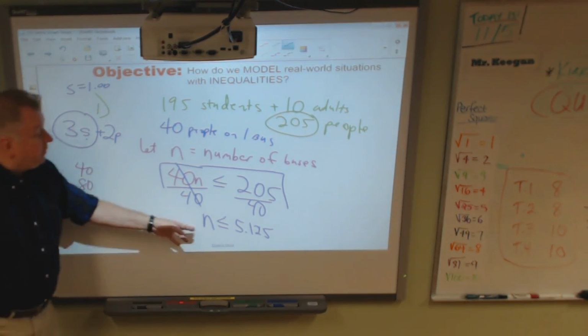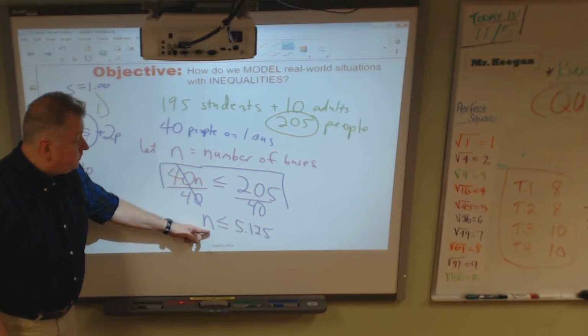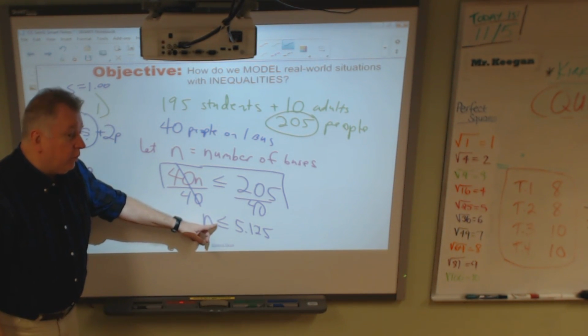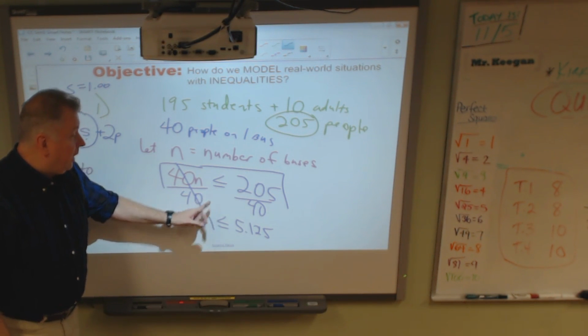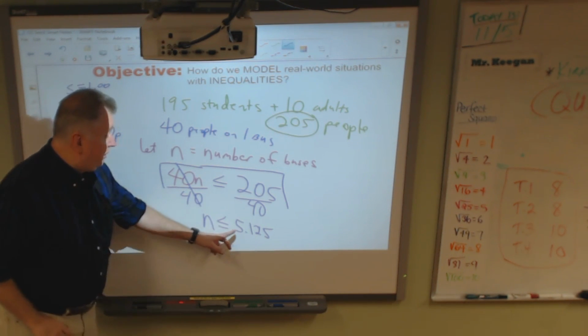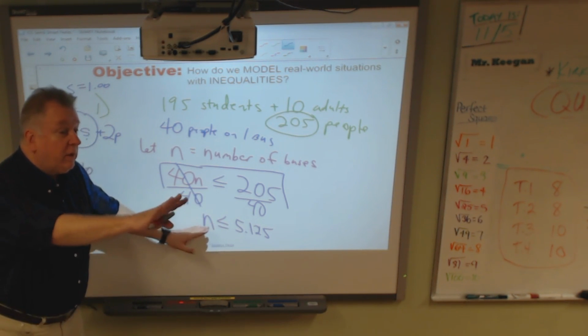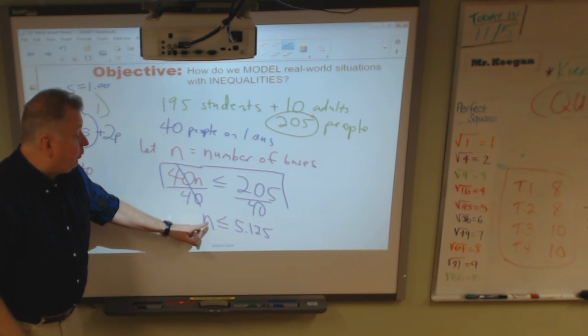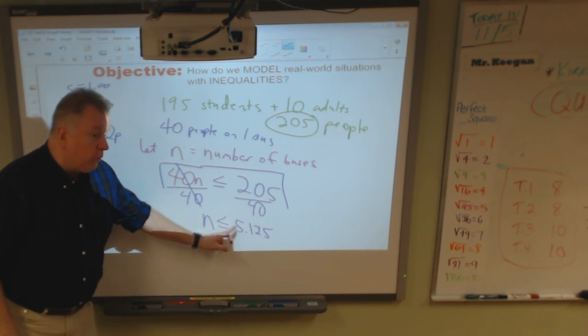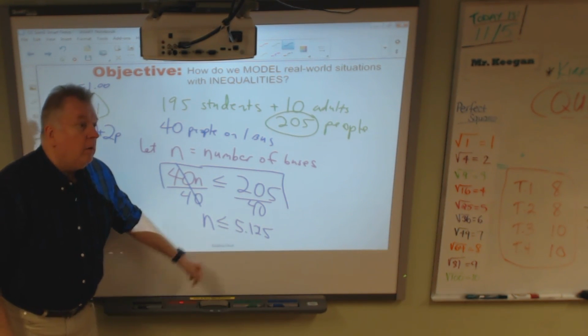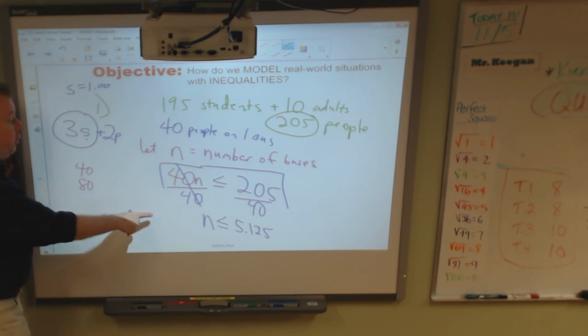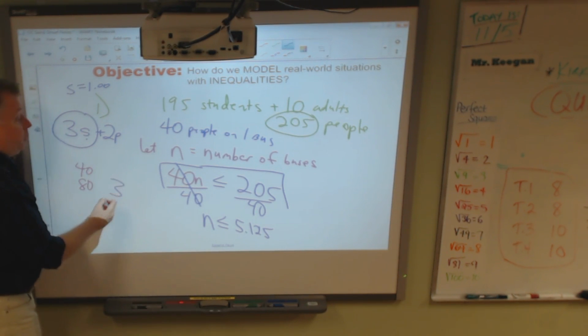You know what? It doesn't work this way. We have to put greater than or equal to. You know why? Watch. If we say 3 buses, is 3 less than or equal to 5.125? Yes. So according to this, you'd say 3 buses would be okay.